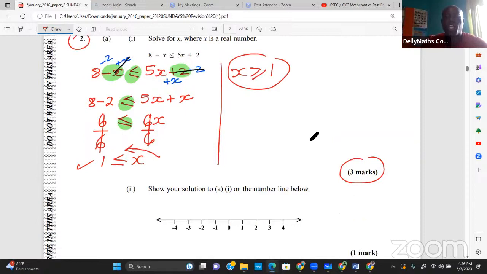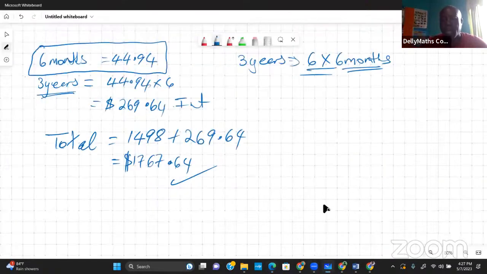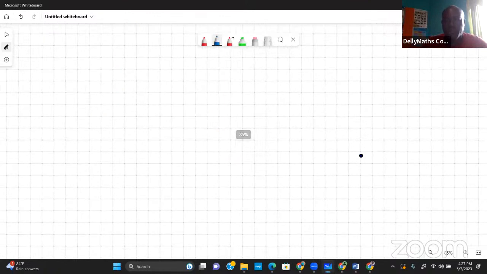All right. Now, moving further, it says, show your solution, which is what we just did, on the number line below. So we want to show our solution on the number line. So we want to know, what do we know about this that I have here? It says that x is greater than or equal to 1. I'll use this as a teachable moment just to highlight something to us. What I want to highlight is this. Then we'll go back to the question.